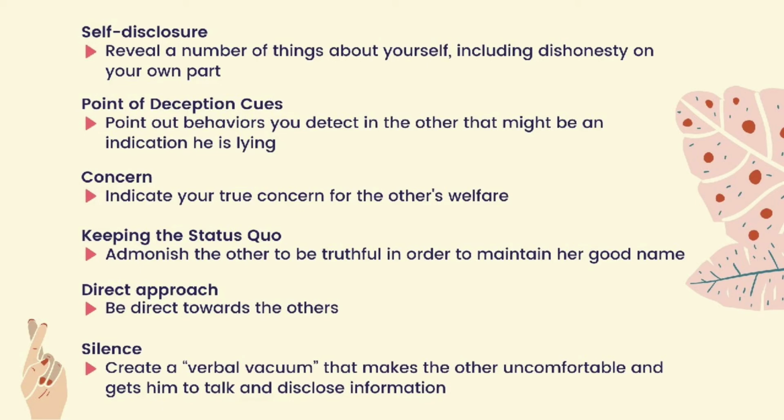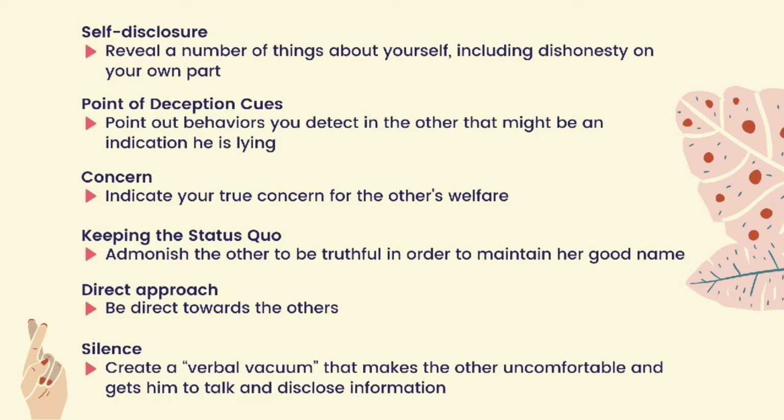The next one is keeping the status quo. Keeping the status quo is when you admonish the other party to be truthful in order to maintain her good name. For example, when you know that the other party is lying, you say, if you keep lying, people will know, and people will think differently about you. You say that his good reputation will go down if people know that he is using this deception. So that is keeping the status quo.